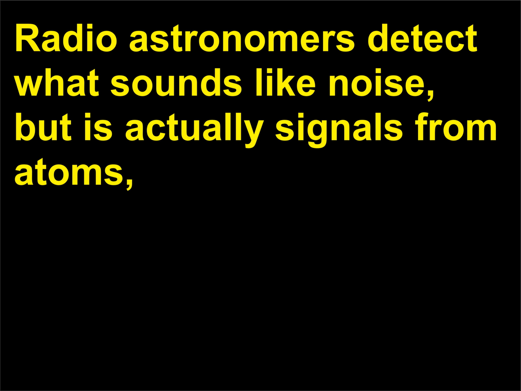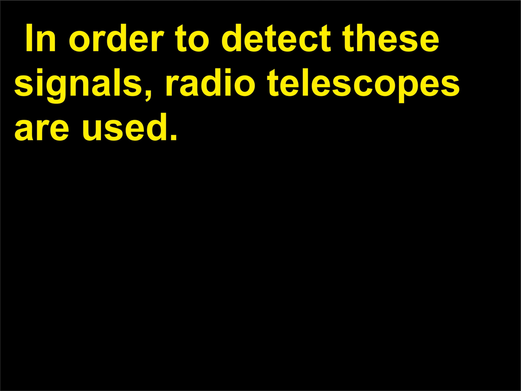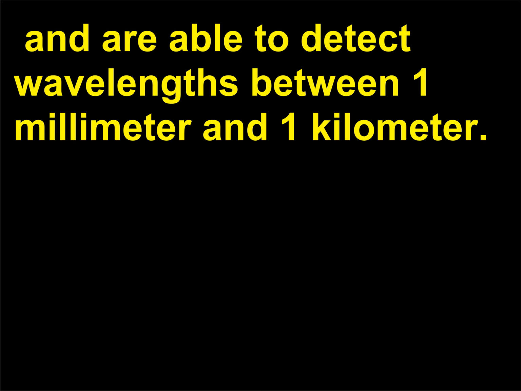What do radio astronomers hear? Radio astronomers detect what sounds like noise, but is actually signals from atoms, molecules, and ions in stars, galaxies, and particles in interstellar and intergalactic space. In order to detect these signals, radio telescopes are used. These are shaped like large satellite dishes, and are able to detect wavelengths between 1 mm and 1 km.